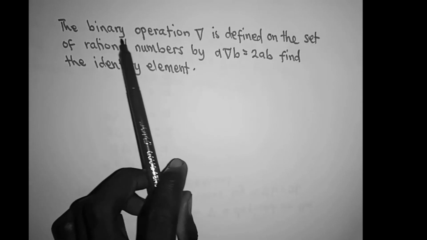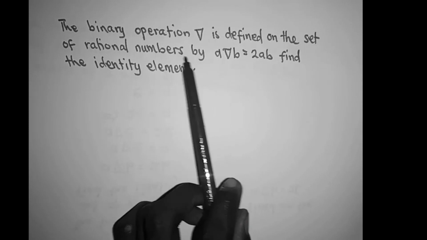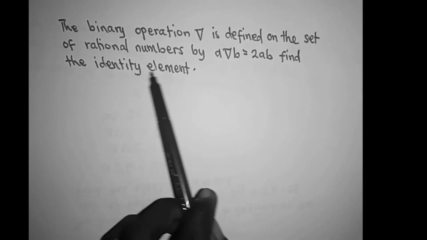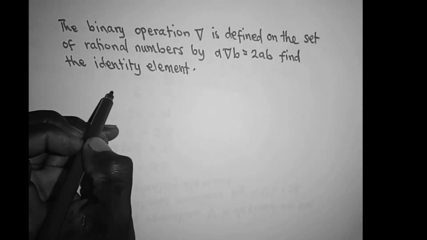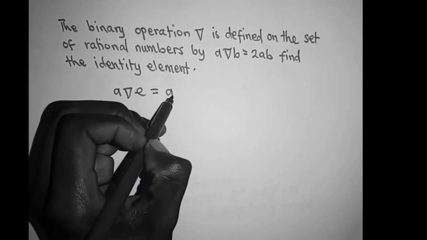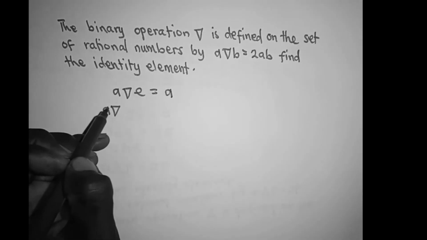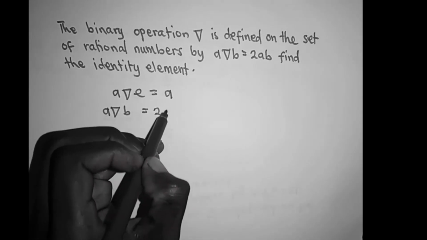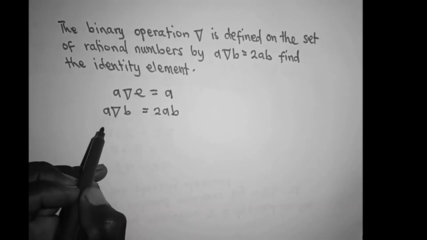The binary operation is defined on a set of rational numbers by A operation B equals 2AB. Find the identity element. Now, remember that we said that A operation the identity element equals A. The operation is A operation B equals 2AB. So we need to find A operation E and equate it to A.